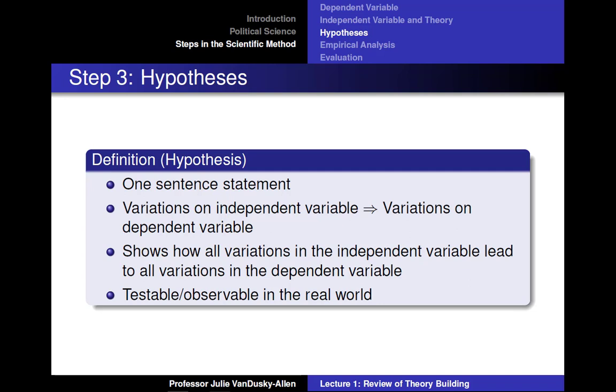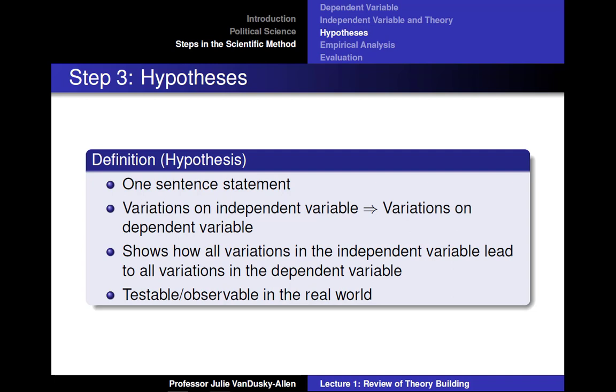A hypothesis is a one-sentence statement that describes how all of the variations in the independent variable influence all the variations in the dependent variable. If the independent variable has a positive effect, then as the independent variable increases, the dependent variable should also increase. And if the independent variable has a negative effect, then as the independent variable increases, the dependent variable should decrease.